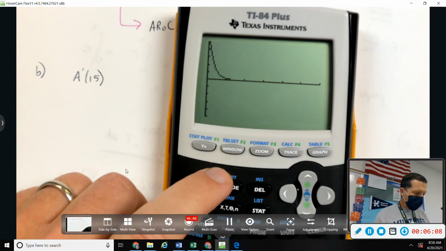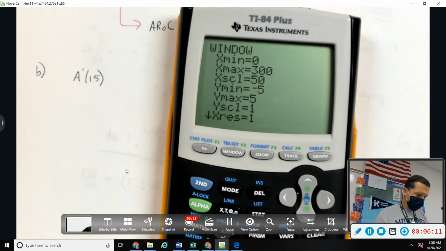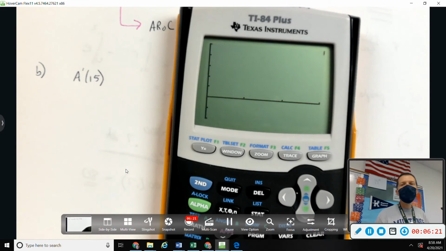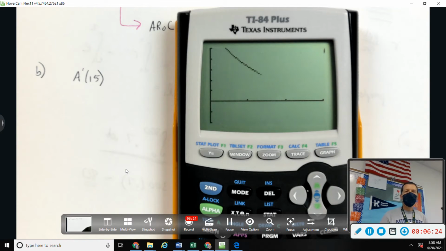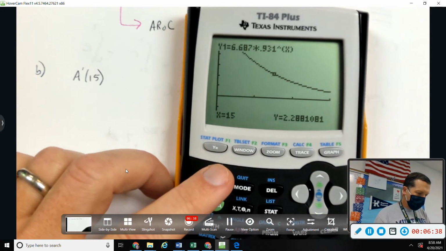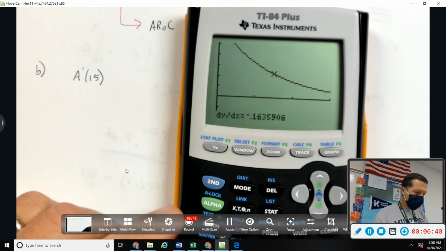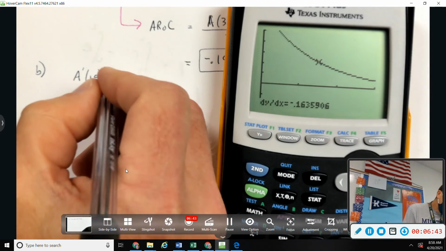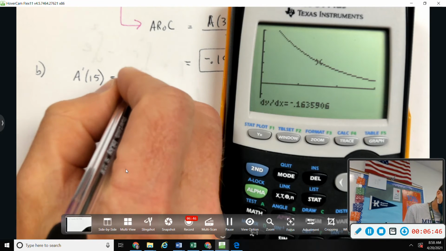Exponential decay. Change my window because I want to look from 0 to 30. And it looked like my Y scale was okay, although I don't really need the negatives because you can't have a negative pile of leaves. So there's my decay. I guess I could tweak my scale to include more up above, but I don't really need that. I want dy dx at 15. So A prime of 15 is negative 0.164.